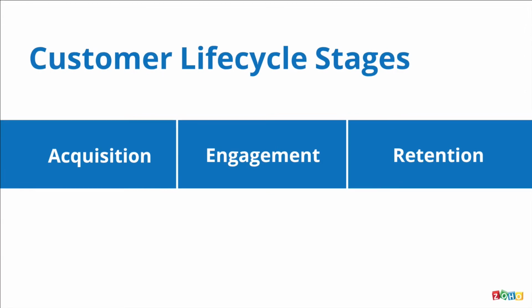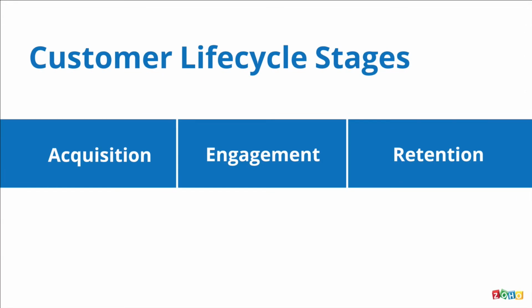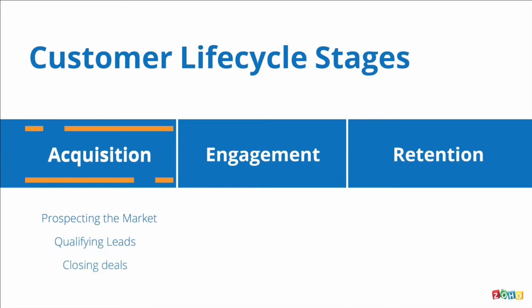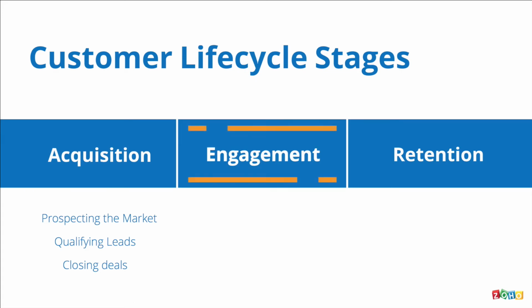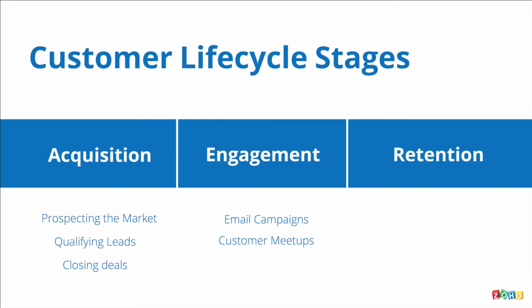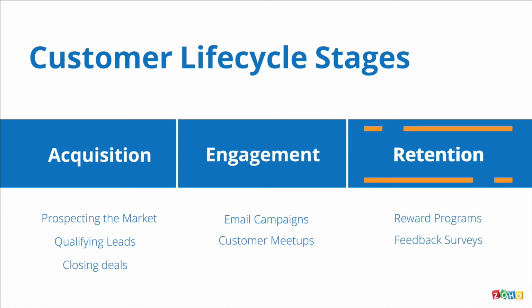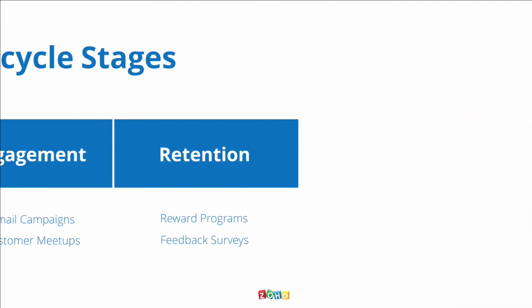Now, we saw that customer interactions span the entire life cycle of the customer. What actually happens in this life cycle? Broadly, from an organization standpoint, there are three stages. Acquisition, that deals with all the activities you do to acquire customers. Engagement, where you keep your current customer base and your prospects engaged with your brand or products or services. And retention, where you focus on making sure that your current customer base remains intact by rewarding loyal customers and taking their feedback.